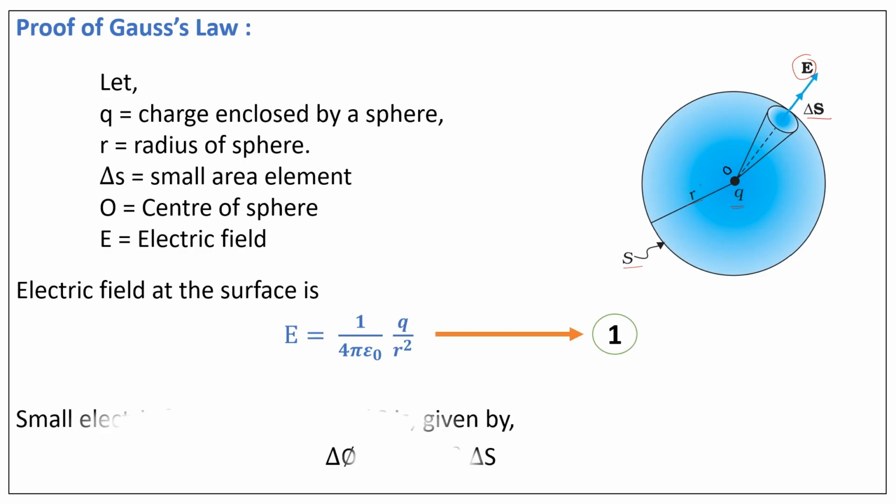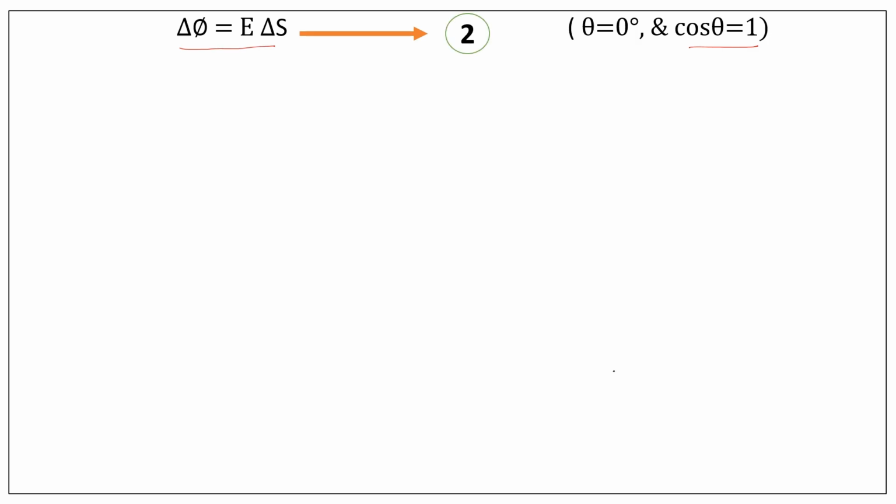Therefore, small electric flux flowing through delta S is given by delta phi is equal to E cos theta delta S. If theta is equal to 0 degree, then cos theta is equal to 1. That is, delta phi is equal to E into delta S. Mark it as equation number 2.